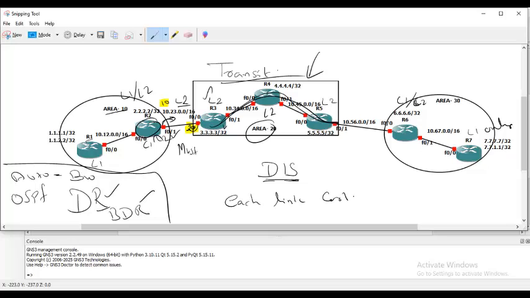Whatever the bandwidth you may have, it is going to be 60 only. So there is no auto calculation based on bandwidth. But you can manually configure cost. If you have multiple paths and you prefer one path over the other, then you can give a smaller cost. Cost can be manually configured.